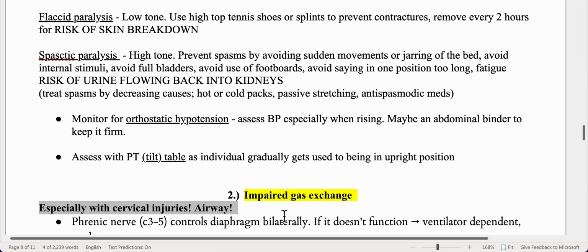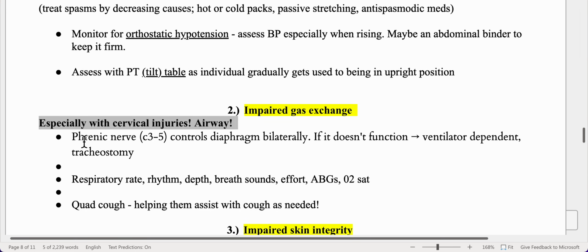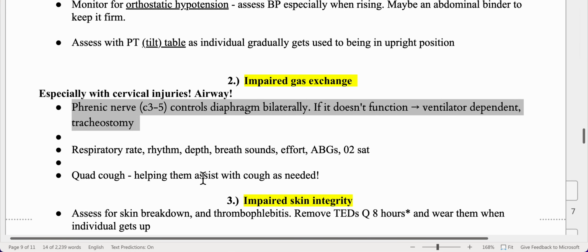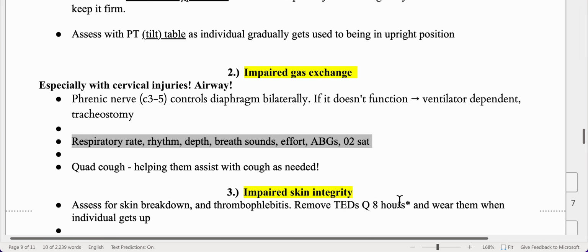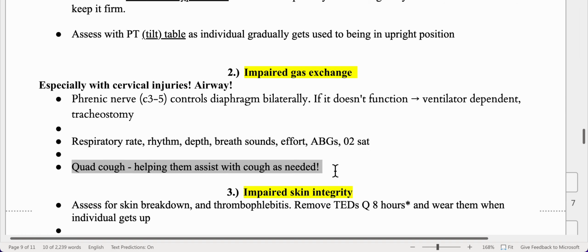Impaired gas exchange, especially with cervical injuries. Airway. Phrenic nerve, C3-5, controls the diaphragm bilaterally. If it doesn't function, then ventilator dependent, tracheostomy. Assess respiratory rate, rhythm, depth, breath sounds, effort, ABGs, O2 sat. Quad cough, helping them assist with cough as needed.